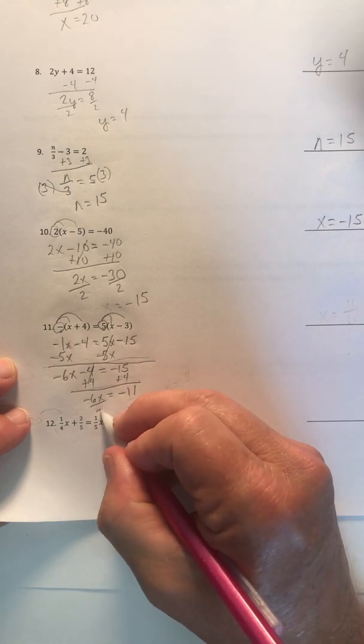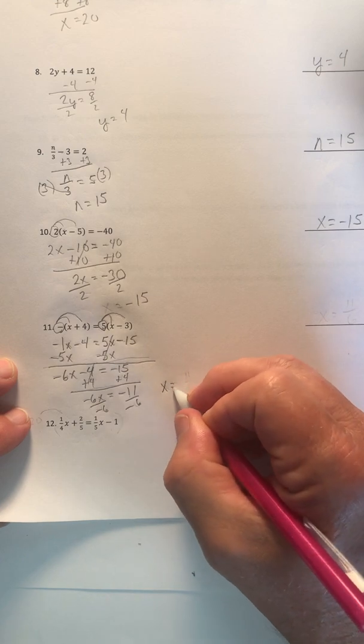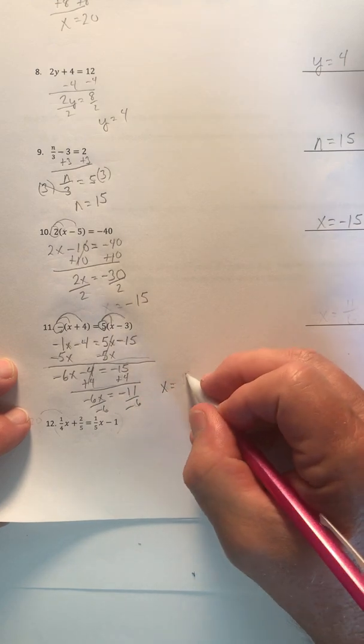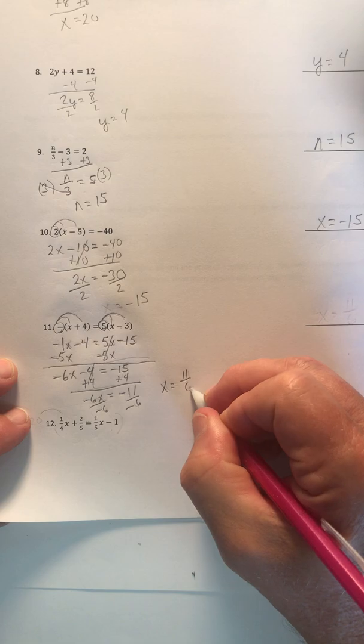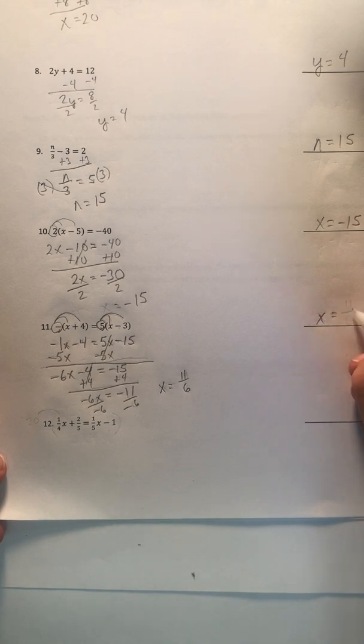And then we just divide by negative 6, divide by negative 6, and we get x equals, negative divided by negative is positive, and 11 over 6 doesn't reduce, so you can just leave it as the answer, 11 over 6. So x equals 11 over 6.